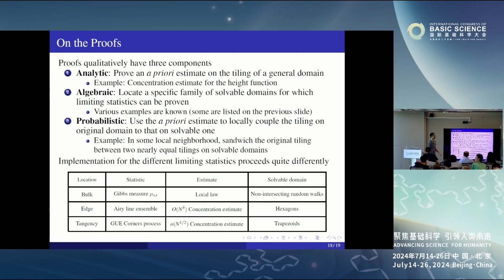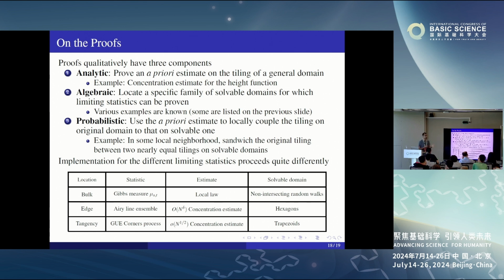The second step is an algebraic step, in which you locate a specific family of solvable domains for which the limiting statistics can be proven. I already gave a ton of examples on the previous slide. And the third is a probabilistic step. You use this rough analytic bound to locally couple the tiling on your general and maybe nasty domain to one on a solvable domain.